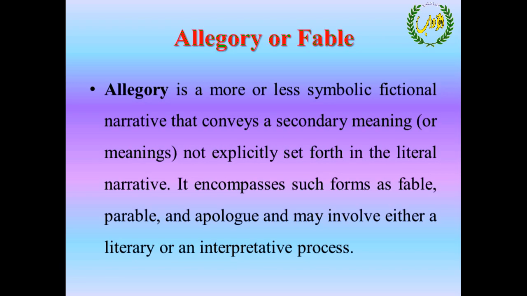Now the last point is that usually the novel is categorized as an allegory or a fable, or even we can say it is a parable. So what is an allegory? Allegory is more or less a symbolic fictional narrative that conveys a secondary meaning or meanings, not explicitly set forth in the literal narrative. It encompasses such forms as fable, parable, and apologue, and may involve either a literary or interpretive process. This means that the novel has a message.